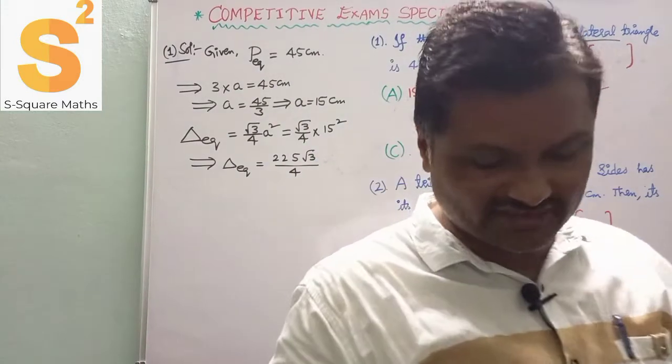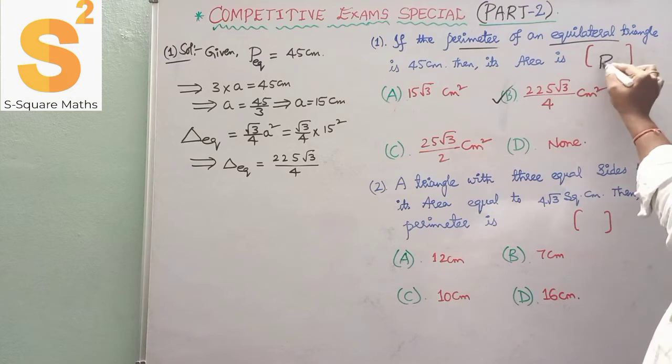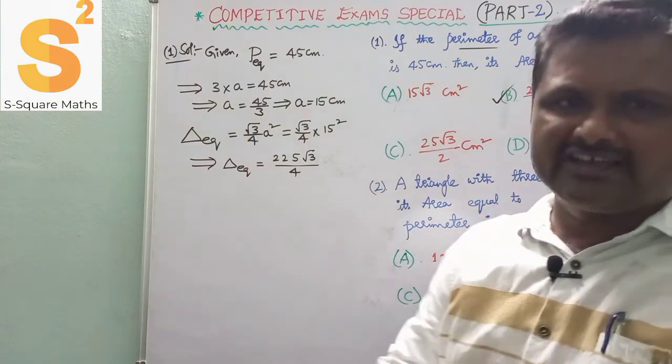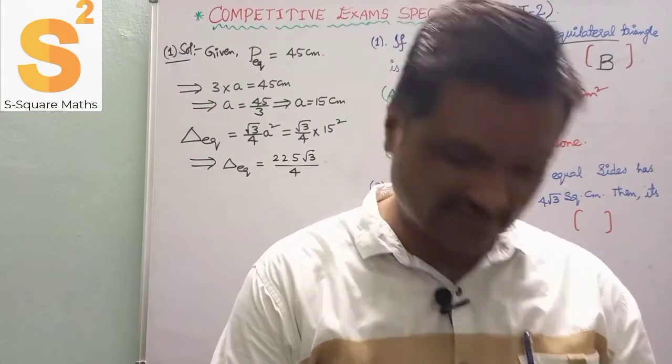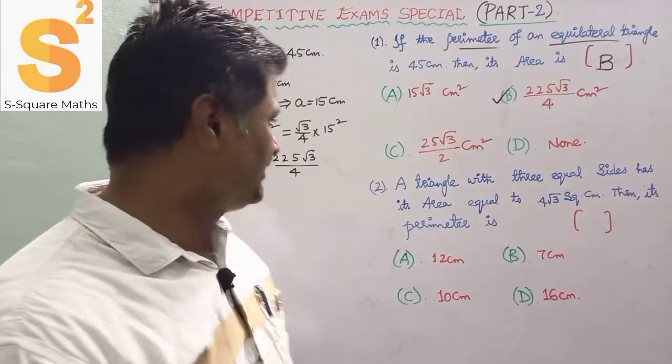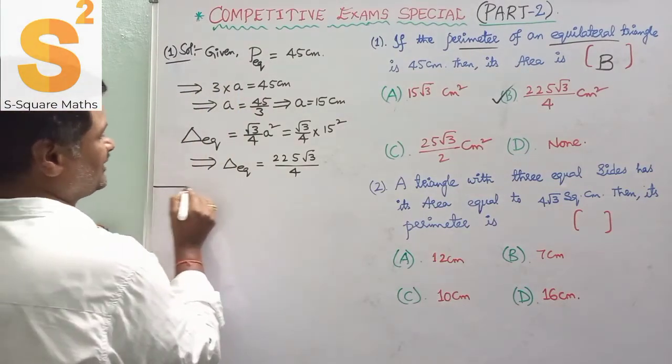If you observe carefully, the option which fits is nothing but B option. So it takes only 1 minute if you are fast, if you are good at calculations. Okay, next coming to our second problem. So this is our first problem completed.